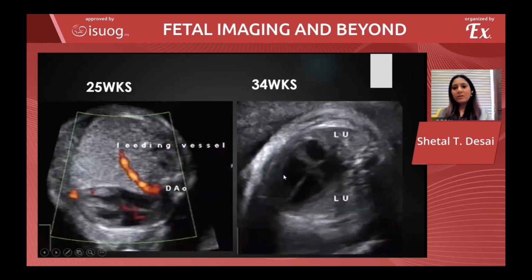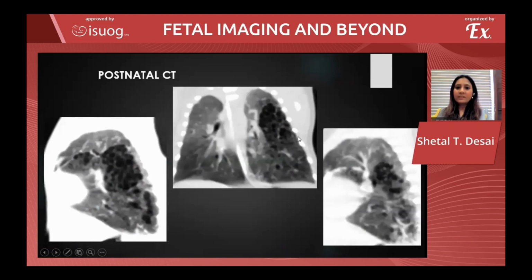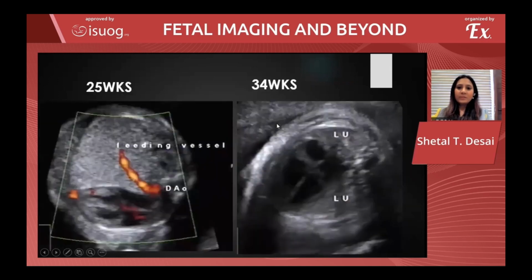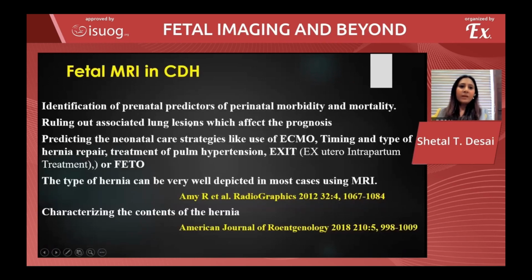However, the patient did not agree to a follow-up MRI. And though this was an apparently regressed lesion, there was an underlying microcystic CCAM, which would change the diagnosis and the postnatal management if it was missed, and which could have easily been picked up on a prenatal MRI. MRI in CDH is very important in identifying prenatal predictors of perinatal mortality and morbidity and neonatal care strategies.